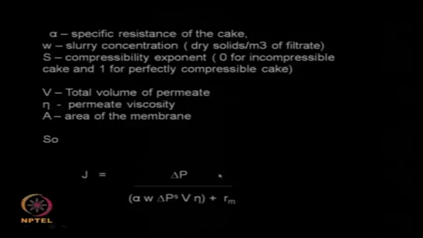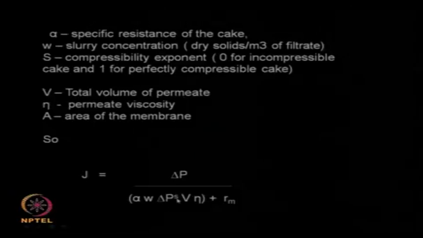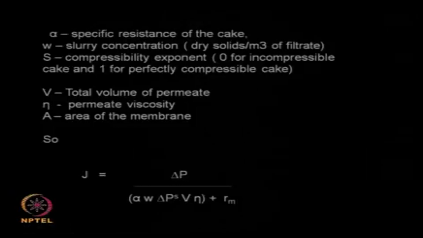V is your total volume of the permeate, eta is the viscosity of the permeate, A is the area of the membrane. As I said, the membrane material will also offer some resistance because the pores are much smaller when compared to your traditional cloth or metal type of filter. So we need to keep that also here. So this is a typical equation. If you recall from our very early classes, the flux is given by all these parameters. So S can vary between 0 and 1. If it is incompressible, this term will completely disappear. If it is fully compressible, you are going to have S equal to 1. So S can vary between 0 and 1 depending upon the compressibility of your cake.